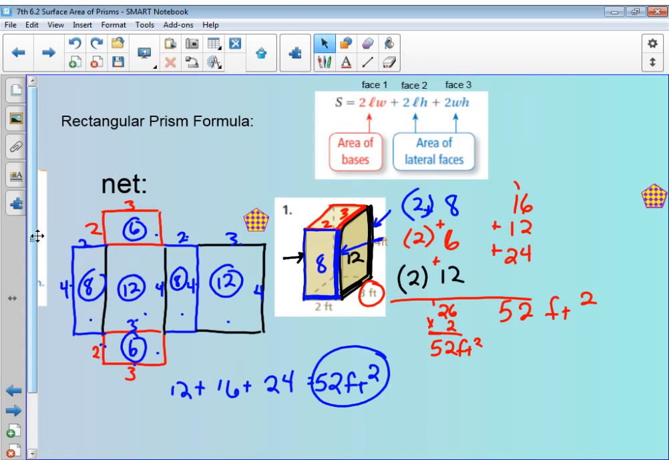Okay, you have to decide what you're comfortable with. From here on out, I'm going to go ahead and I'll draw the net, but I'm going to figure my area off of my 3-dimensional figure. Okay, if you need to see it on the net, you can break down that piece.